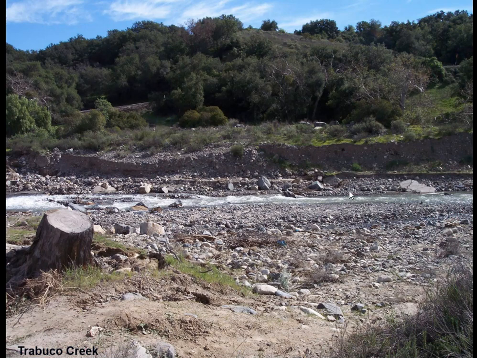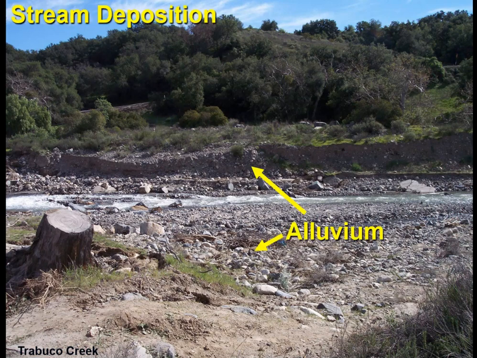So all of the stuff that's transported by the stream is referred to as alluvium. And so alluvium is that fine grain, rocks, gravel, big stuff. So anything that's been transported by the stream is referred to as alluvium.